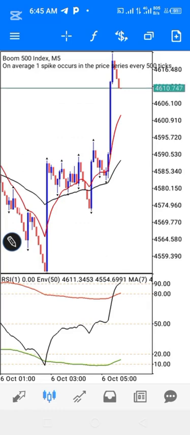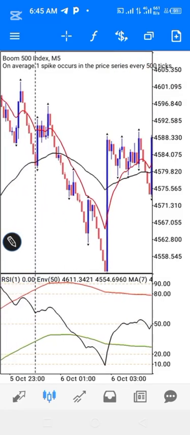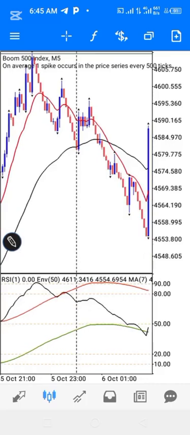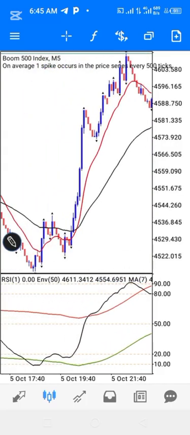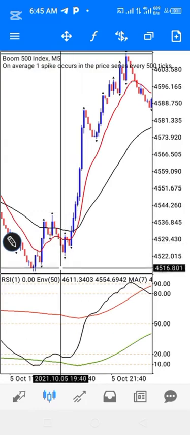So without wasting much of your time, this is how the indicator works. I'll be using both 1 minute and 5 minute time frame just to backtest it for you, to explain the strategy for you. So the way the indicator works is this. See, this is your upper band. Let me start with boom now. Look at, this is your upper band.